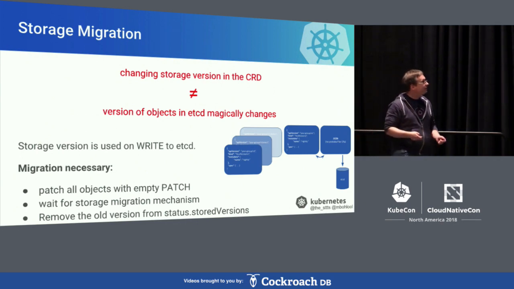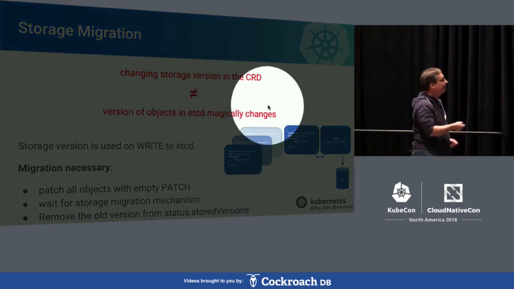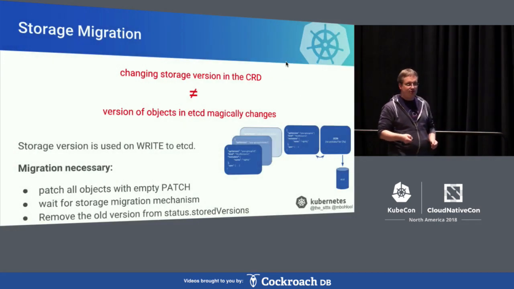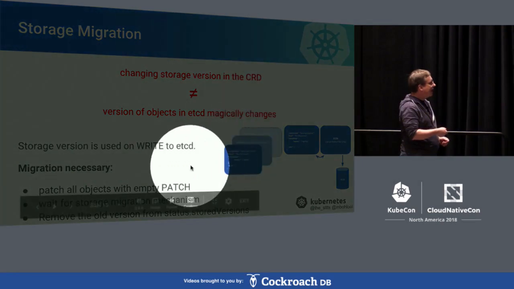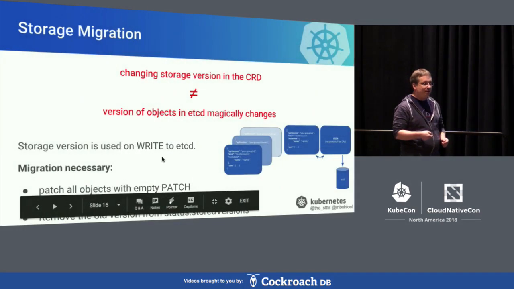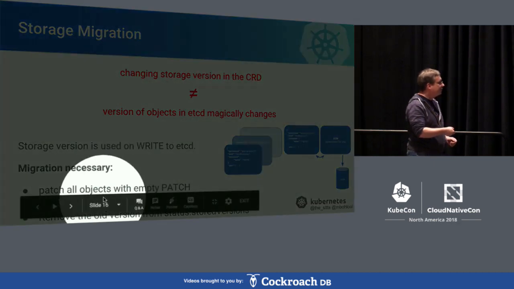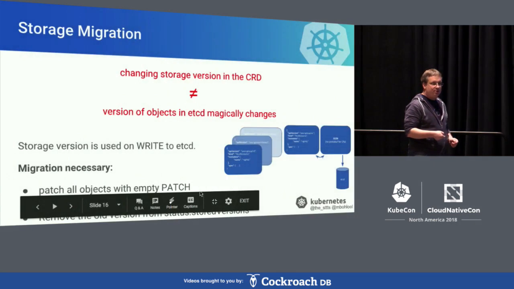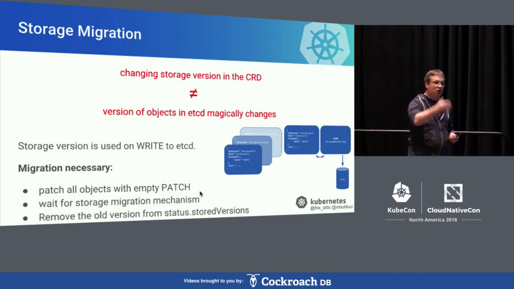Storage migration, I sketched it already. It's very important to keep this in mind. Changing the storage version in the CRD does not mean etcd changes. Everything in etcd stays the same. So you always have to do migration. Migration means you have to write every object to etcd, which means in the simplest case, what we do in Kubernetes with native resources, we just do an empty patch. Empty patch means nothing changes, but there is a write to etcd. So just list all objects, patch all of them without any change. They are written back to etcd, and you are fine.